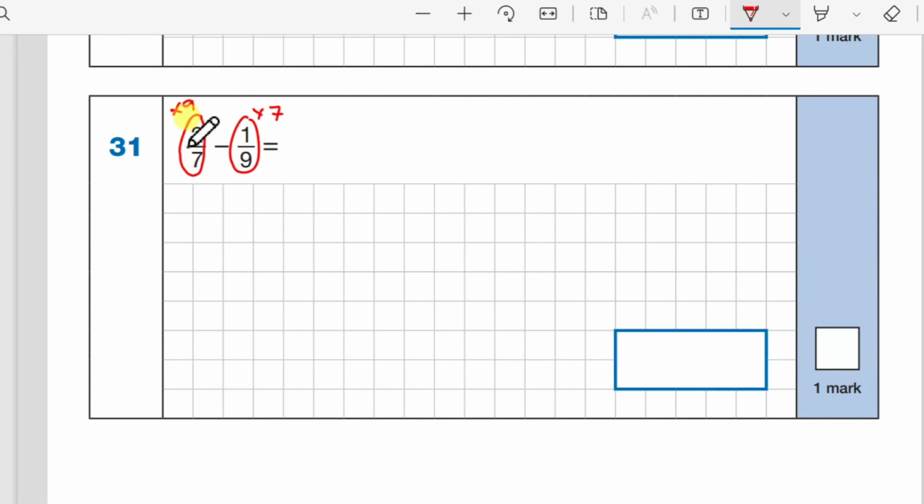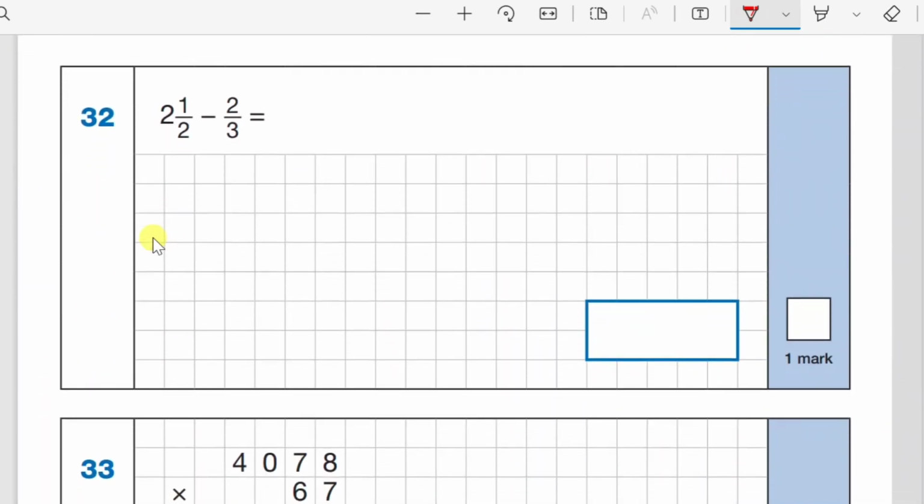So times the left fraction up and down by 9, you should get 18 over 63, minus. The second fraction, times up and down by 7, you should get 7 over 63. And then 18 take away 7 is just 11. So the final answer is 11 over 63. That's it. That's all you do with fraction questions. Always just times up and down by its opposite denominators. Good.